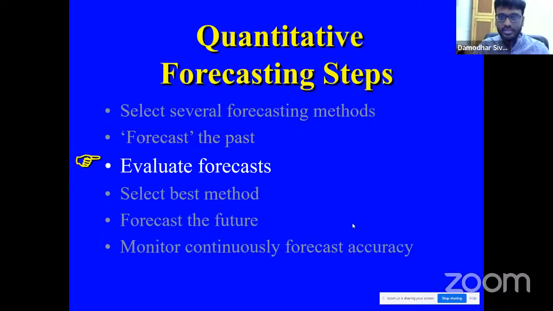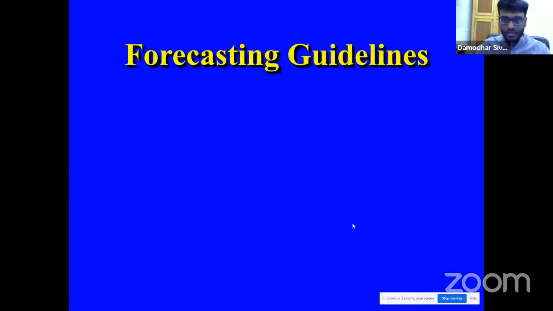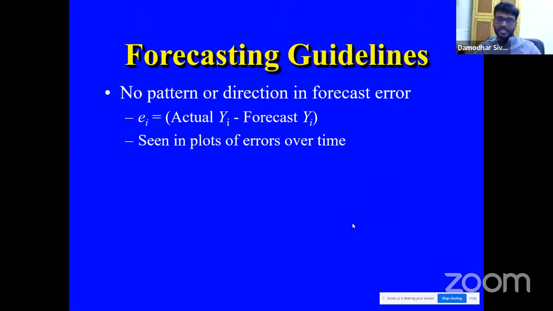We can do that by using error analysis. What is error analysis? It's very simple: what is the actual value? Because anyhow day 7 you don't know, so day 7 we can ignore in the forecasting, but we'll start from day 1 to day 6.